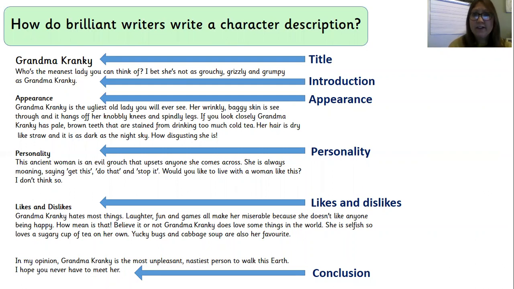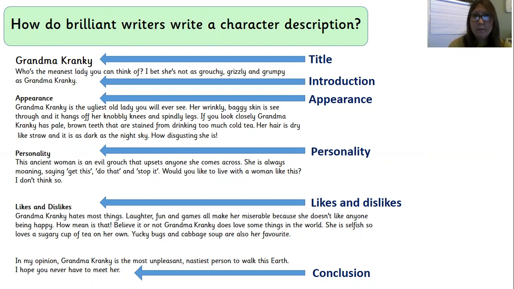As you can see on the screen, a character description begins with a title. It lets you know who the person is. So it gives the reader a good clue to what they're going to be reading about. Then it's followed by a short introduction, so we get a feel for what the character's going to be like.